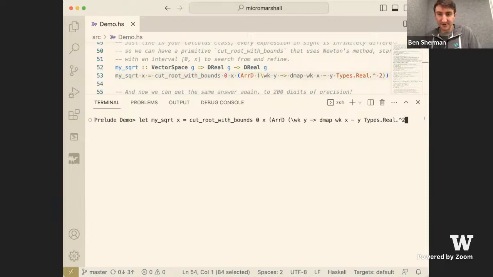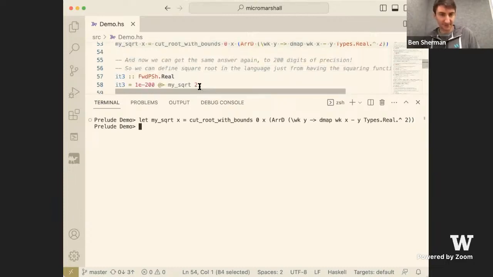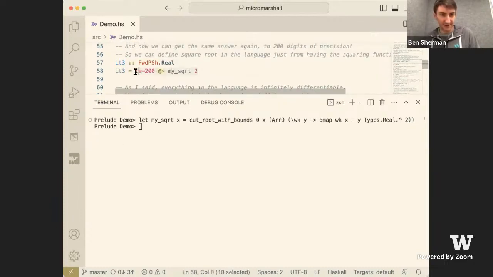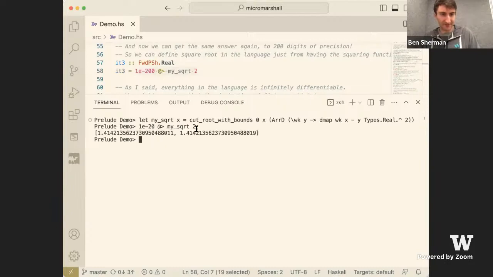I'm just saying, find the y such that when I square it and subtract it from x, I get 0. So there's my definition. And now I can do that same thing that I did before with square root of 2, but I can use my square root function, and let's not go crazy here. And so I can compute square root of 2 like this.